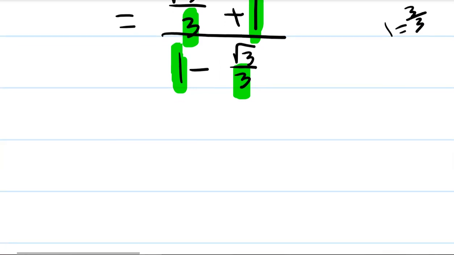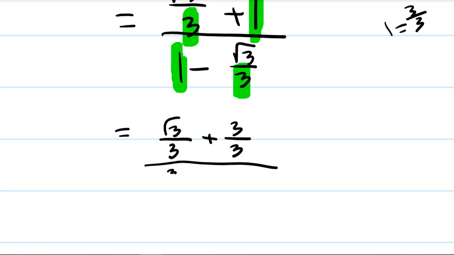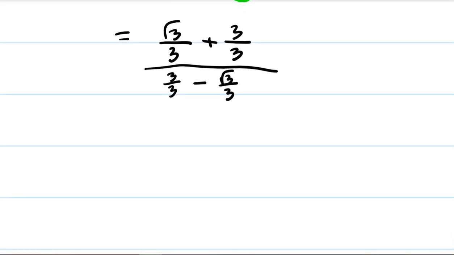Because my denominator in both these cases is 3, I'm going to rewrite this. So it's going to be square root of 3 over 3 plus 3 over 3. That's the numerator. Right, and then our denominator is going to be 3 over 3 plus, and then root 3 over 3. Actually, that should be minus.